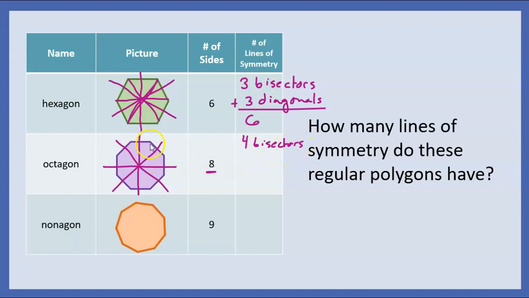And now let's do corner to corner diagonals. Let's see. So here's opposite corners. There's 1. Here are opposite corners. There's 2. Opposite corners here, 3. And opposite corners here, that's 4. So 4 diagonals. 4 bisectors plus 4 diagonals is 8 total lines of symmetry. Maybe our pattern is continuing. Maybe? Maybe. Let's see, this one's an odd number.